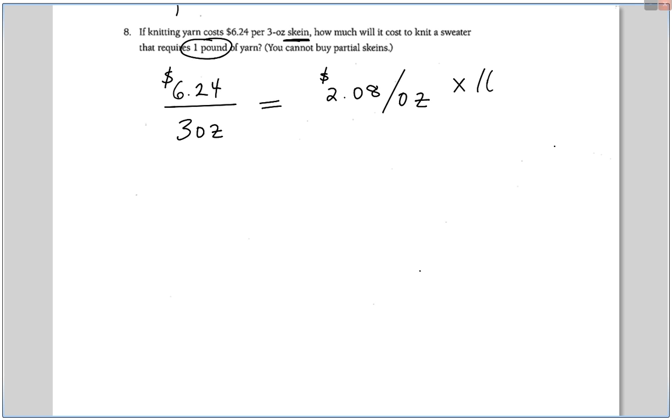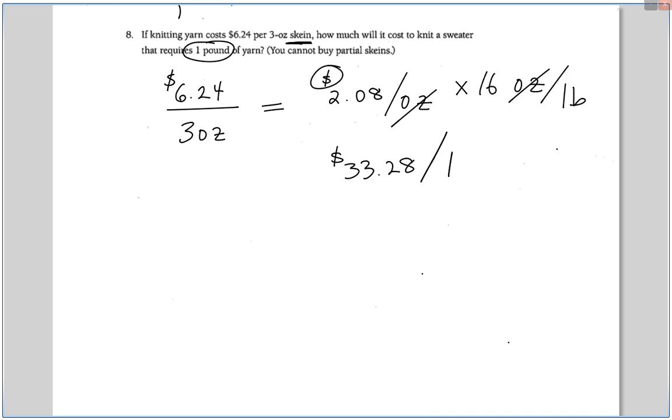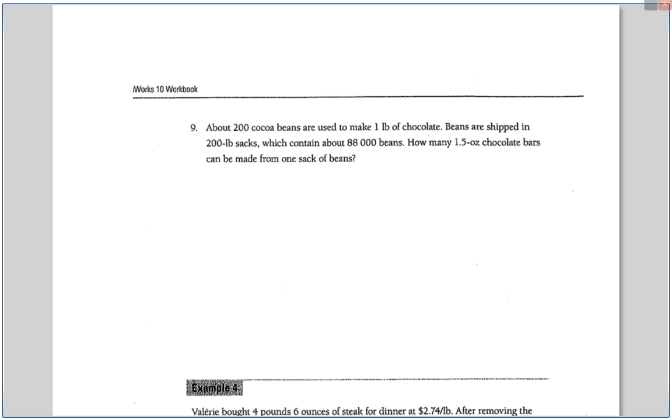Now how many ounces are in 1 pound? Well, there's 16 ounces in 1 pound. The ounces cancel. 2.08 times 16, $33.28. That's the dollars per pound right there. Alright. Moving along quite nicely here.